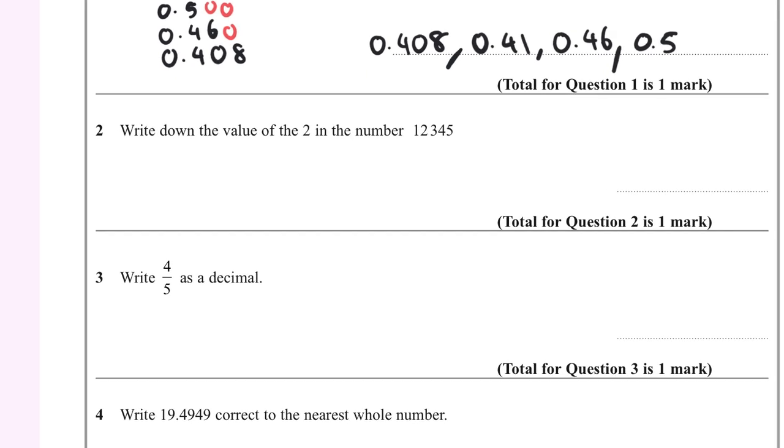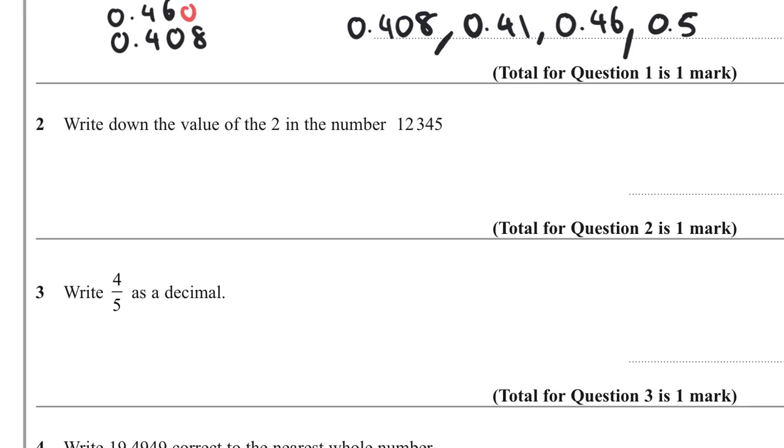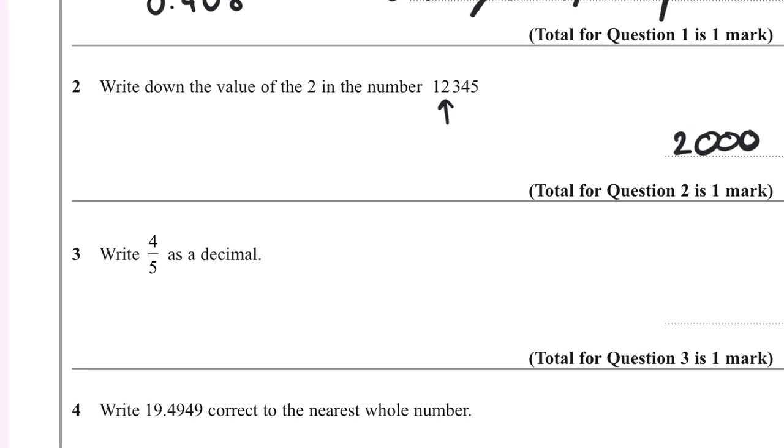Okay, value of the 2 in the number 12,345. I personally think the easiest way to do this, instead of writing it in words, I'd literally just write the number. So we're looking at the 2 here. What column is that? It's the thousands, right? So it's 2,000. That's all you need to do. Don't overcomplicate it.